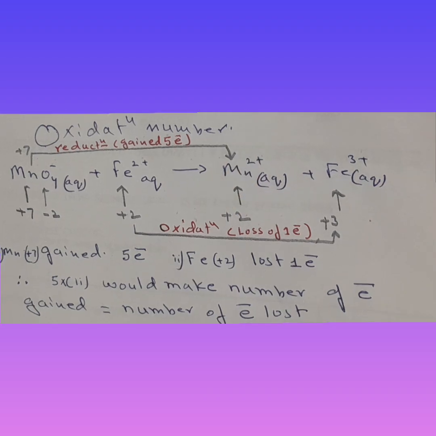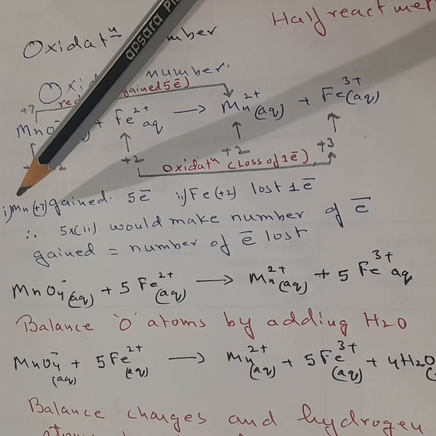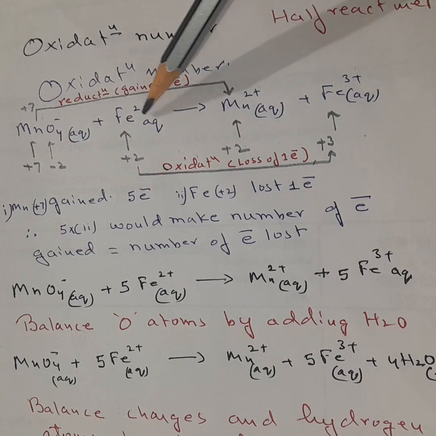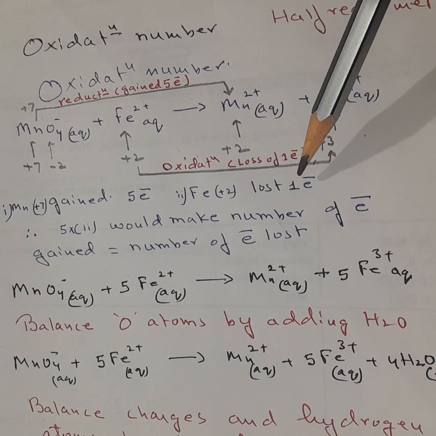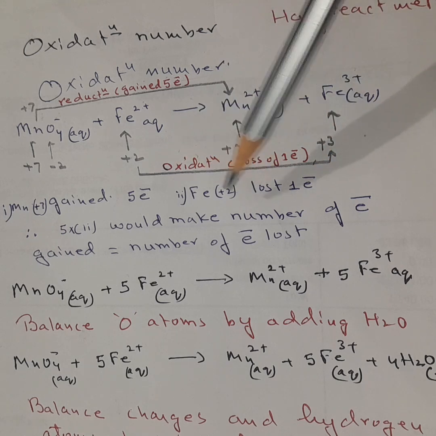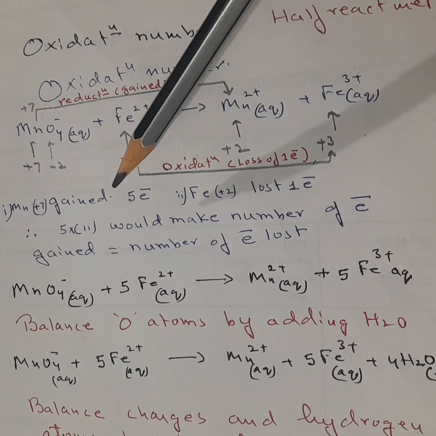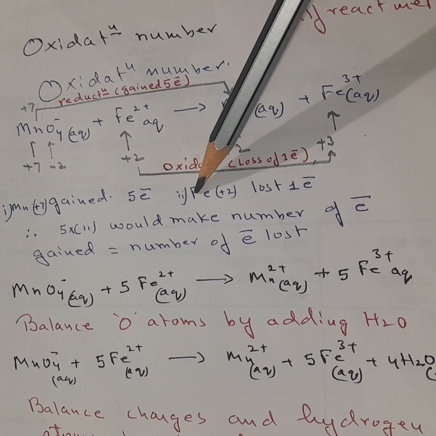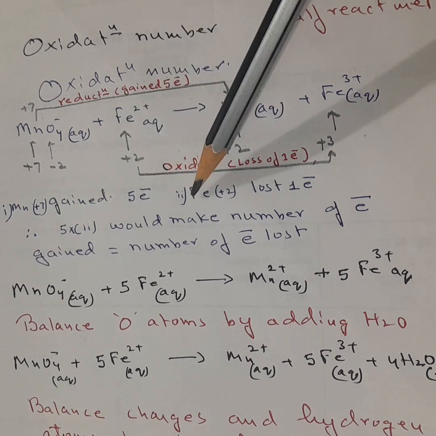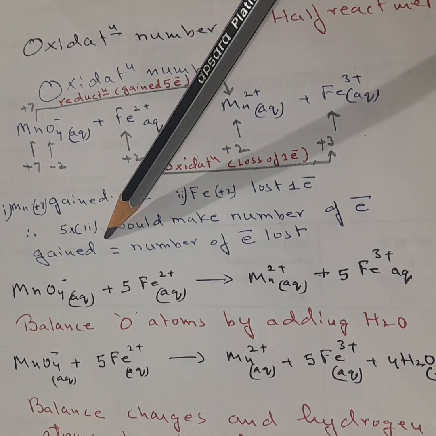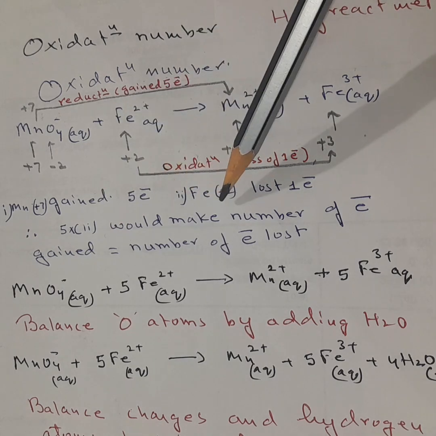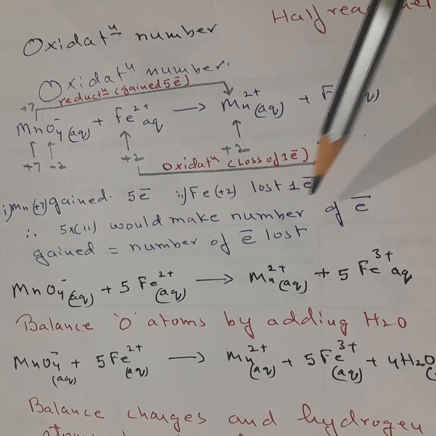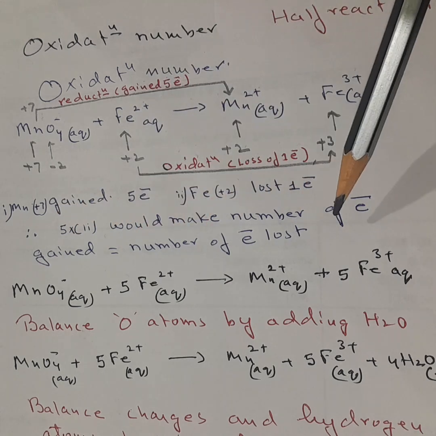How do we do that? Mn +7 gained 5 electrons, Fe2+ lost 1 electron. So we have to balance this gain and loss of electrons. We have to multiply the second one by 5, so that 5 electrons get balanced. So the number of electrons gained is equal to the number of electrons lost.